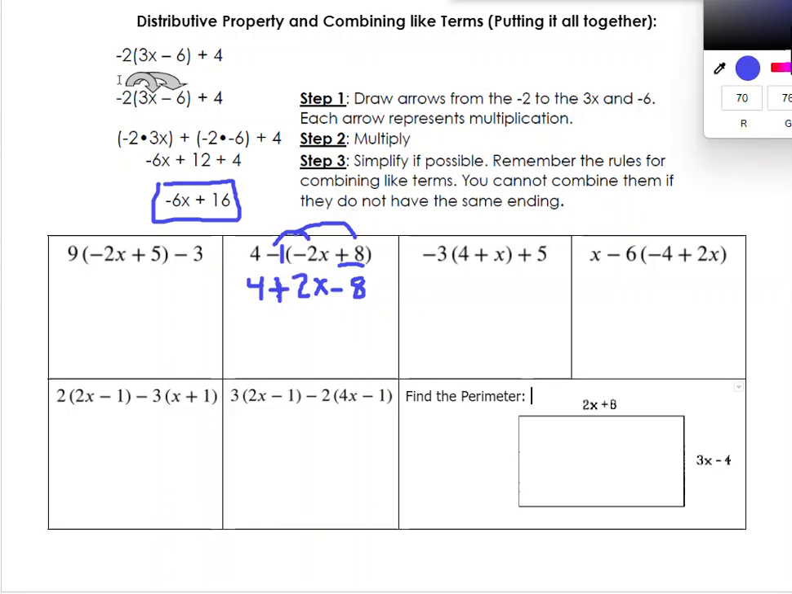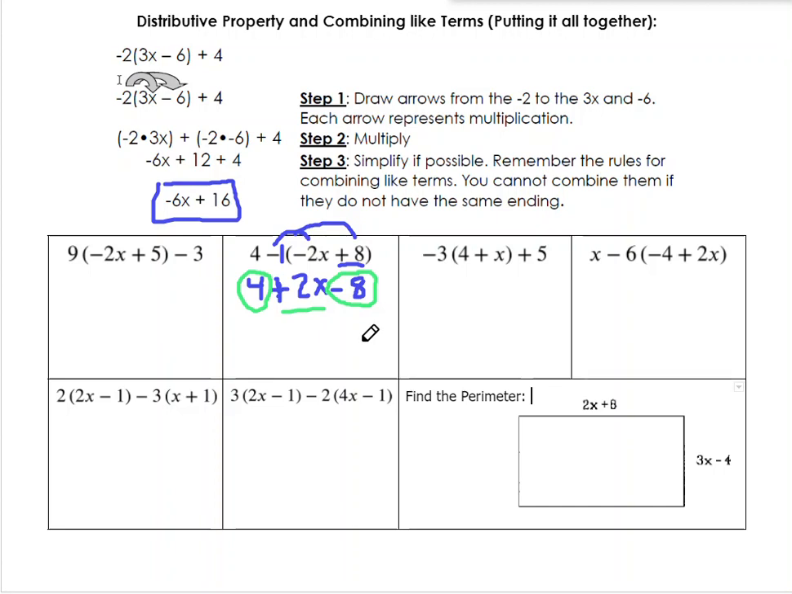So now I think to myself, what can I combine here? Well, I can see I have a 4, which is a constant, and I have a minus 8. That's a constant. So I can combine those two together. I see I have a 2x here that I can't combine anything with, right? The variable values, we want to write first. So I'm going to write 2x first, because I want my variable term to go first. There's nothing else I can combine that with.